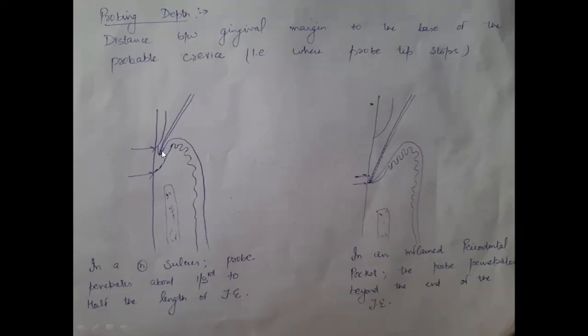Now, what I told you is, what is biologic depth or histologic depth? Biologic depth is between the gingival margin, this is the gingival margin, and the base of gingival sulcular epithelium. This is sulcular epithelium, and here is the base of the sulcular epithelium. So this will be biologic or histologic depth.